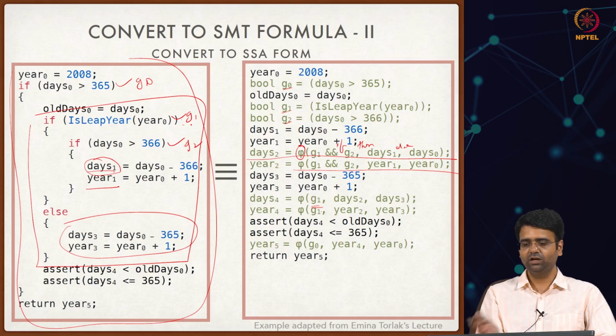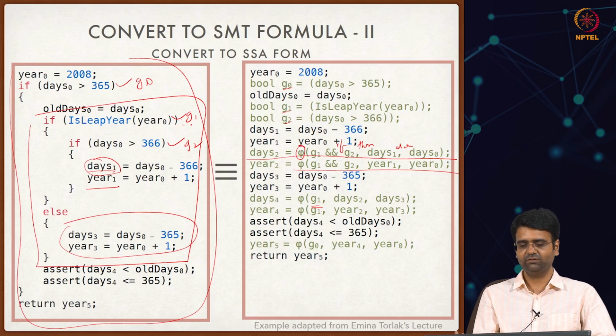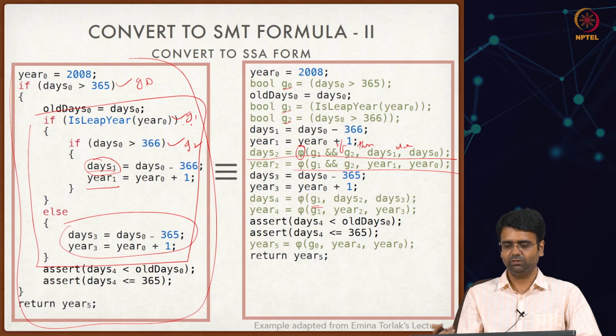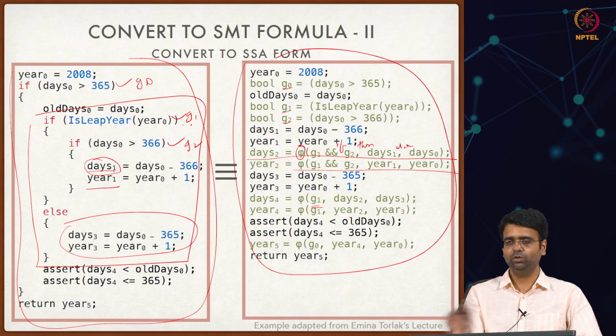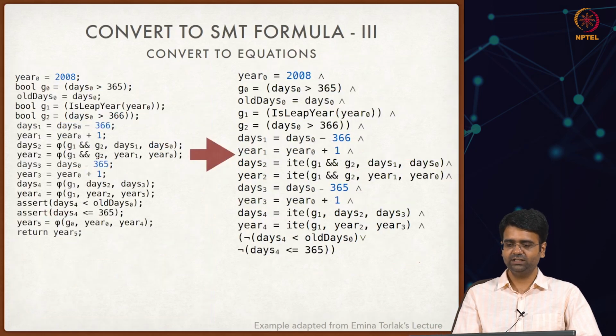So there are algorithms, which come from the domain of compiler design, which you can use to convert to this SSA form, this static single assignment form. So once you have this static single assignment form, and all of this so far is known, coming from the theory of compiler design, you can now directly convert this into a formula.